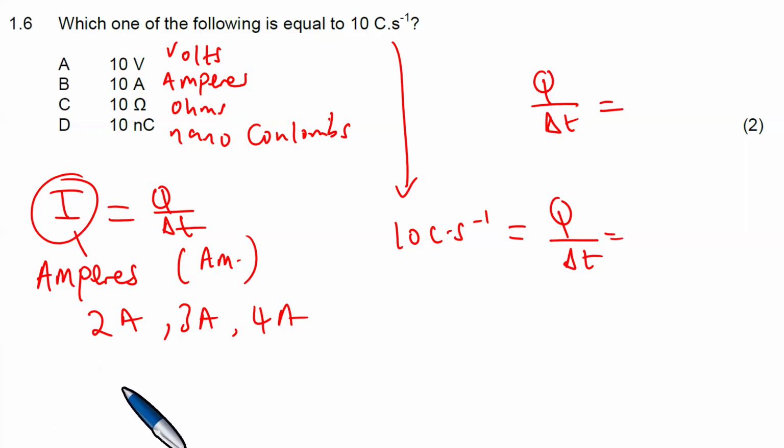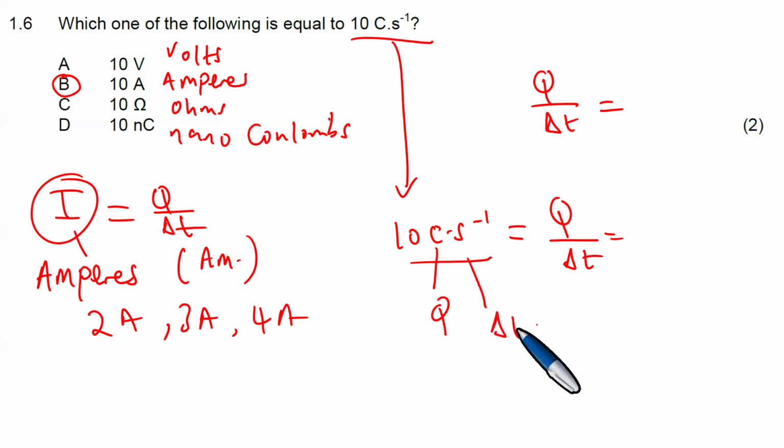Okay, so in other words, in 1.6, the correct answer is B. It's 10 amperes because the examiner said 10 coulombs per second. The C is for charge, and this one is change in time, or just time there. That's something that you need to take note of there.